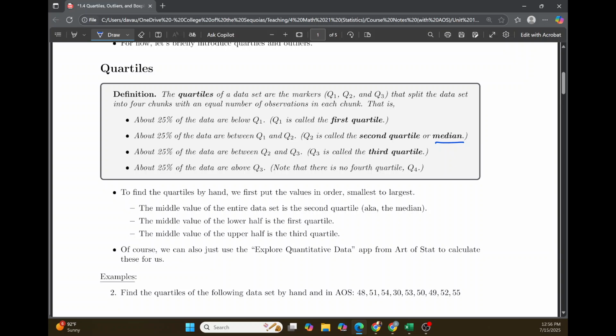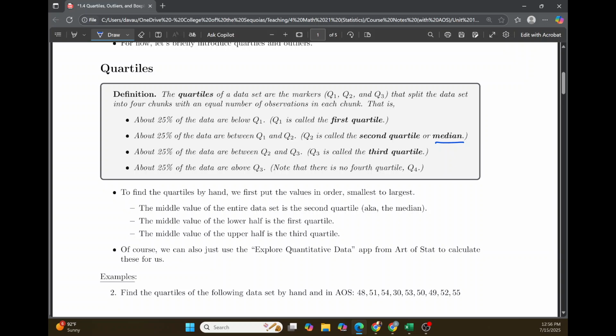Note that there is no fourth quartile. There's no such thing as Q4, and that's because if you're going to take a data set and split it into 4 parts, you only need 3 divisions to do that. If you divide the data set once, then you have 2 halves. And then if you divide each half in half again, then you'll have 4 quarters. So it only takes 3 quartiles to split the data into 4 parts.